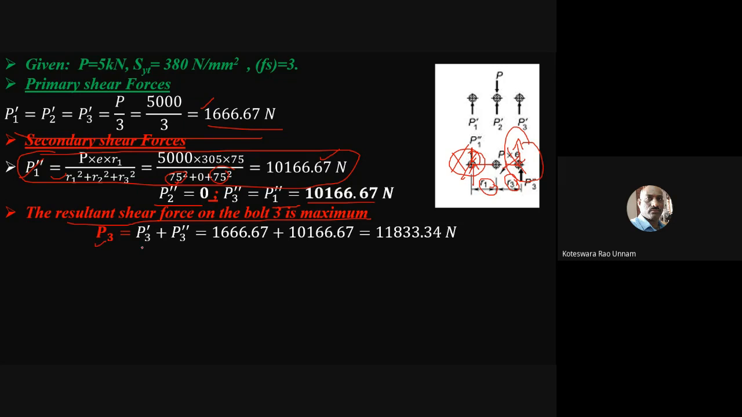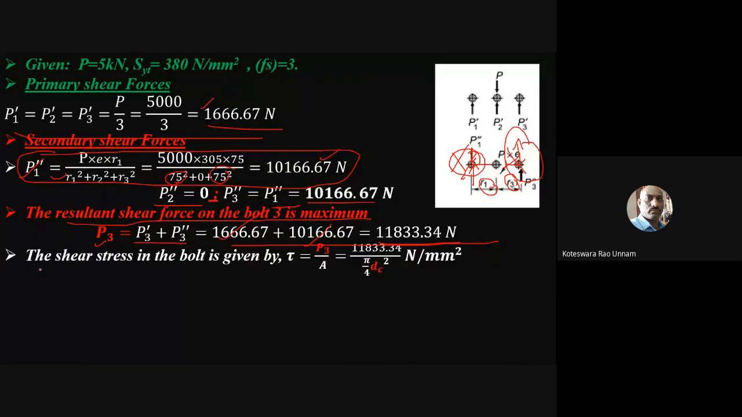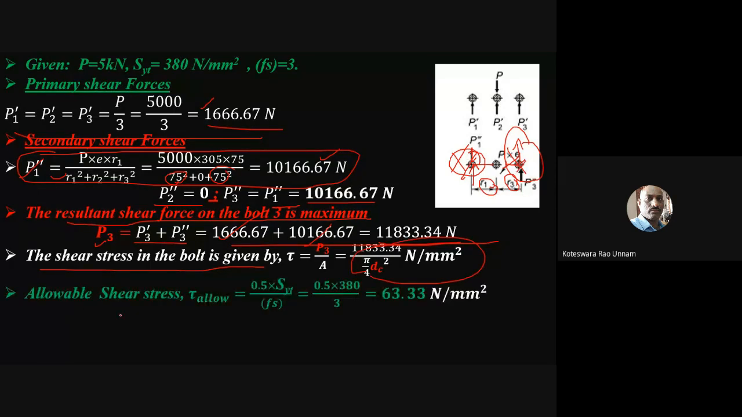So our P3 is the summation of those two forces. If you sum up the primary shear force and secondary shear force, we will get 11,833.34 newtons. Then the shear stress tau is equal to P3 by A. P3 we calculated, and A is 5 by 4 times dc squared, like already told. So this is going to be the resultant shear stress in bolt 3. Then you need to use the allowable shear stress to design this.